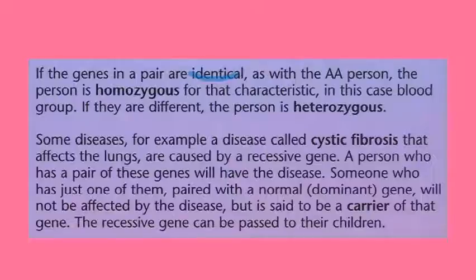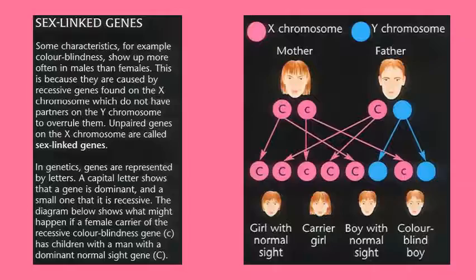Some diseases, for example, a disease called cystic fibrosis that affects the lungs, are caused by recessive genes. A person who has a pair of these genes will have the disease. So if they've got both of the genes, not just one. Someone who just has one of them paired with a normal gene will not be affected by the disease. But because you have one of them, you are a carrier. The recessive gene can be passed to the children. Sad.